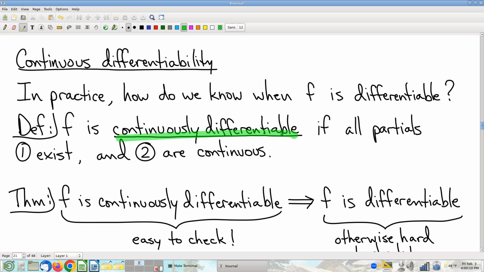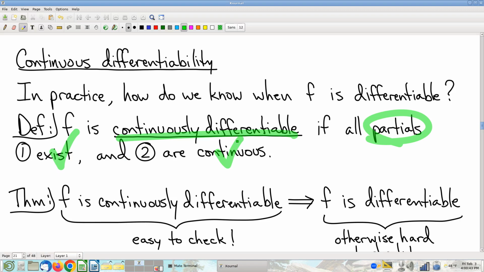Continuously differentiable means look at the partial derivatives, confirm that they exist. Sometimes functions are undefined in some places, right? So make sure nothing explodes, right? And then make sure that they're continuous. That's it. Now it's seemingly an arbitrary definition, right? But you got to give me one thing. It's really easy to check if a function's continuously differentiable.